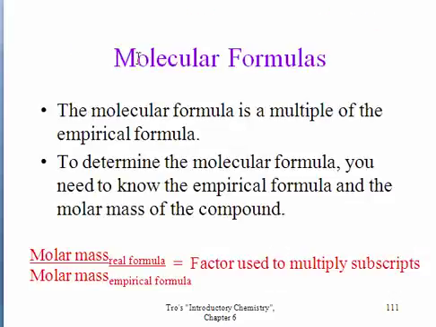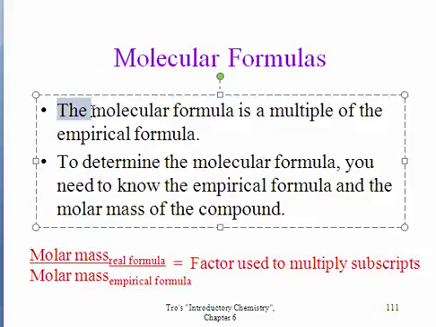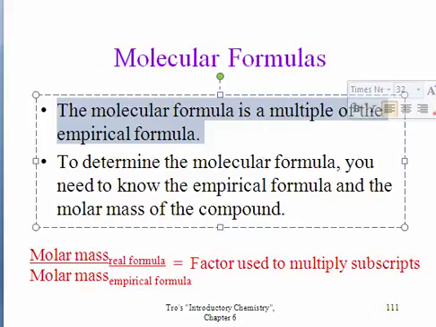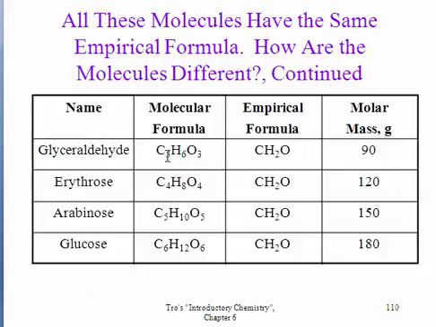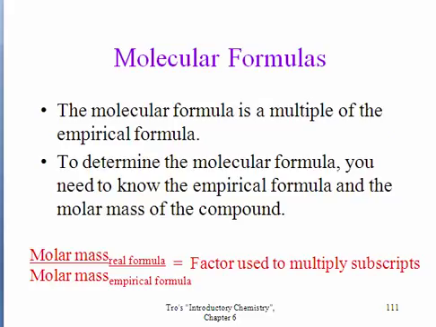So we can actually get the molecular formula from the empirical formula. The molecular formula is a multiple of the empirical formula. If we look up here, the molecular formula we get by multiplying each subscript here by 3. We get our molecular formula by multiplying each subscript by 4. We get the molecular formula by multiplying each subscript by 5. And here we get the molecular formula by multiplying each subscript by 6. So the molecular formula is a multiple of the empirical formula.